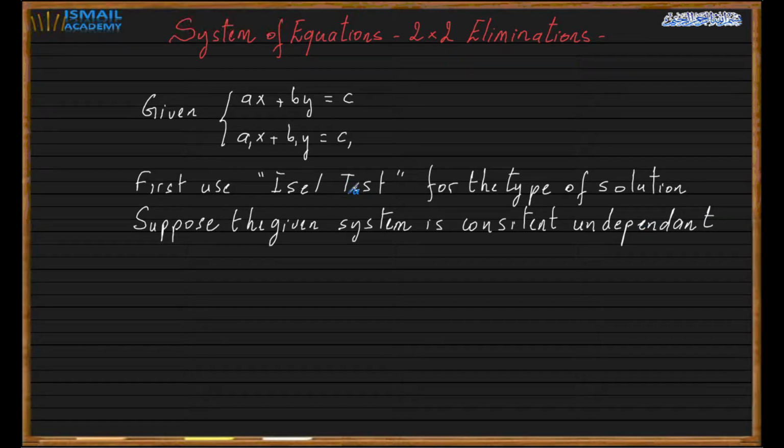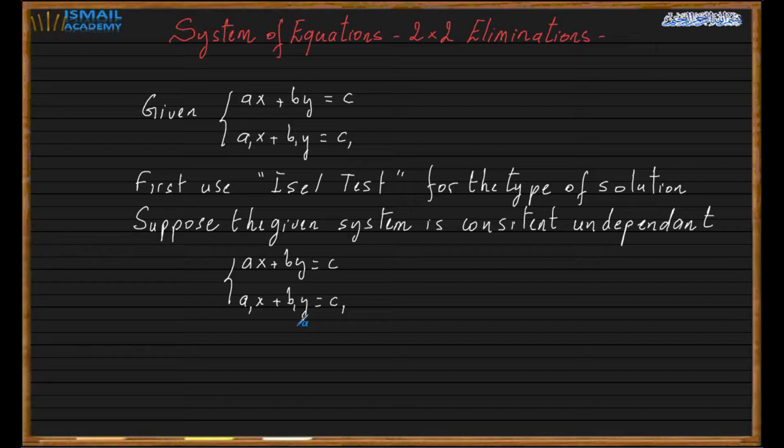Okay, let's suppose this is an independent system. So we have the system here. So let me write it here. a1x plus b1y equals c1. So like I say, the idea of elimination is we need to eliminate one of the variables by using both equations.